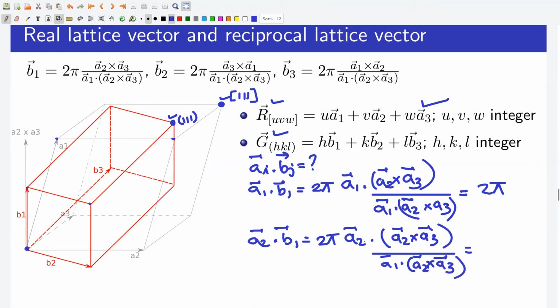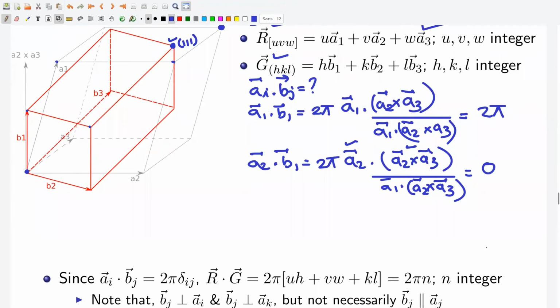Now you see that A2 cross A3 is a vector. Since this is a cross product, this is a vector which is perpendicular to both A2 and A3. So in that case, I am taking a dot product between two vectors which are perpendicular to each other, and so that means this term will be 0. Correct? So that means A2 dot B1 is equal to 0. By the same logic, we can just show that A3 dot B1 will also be equal to 0.